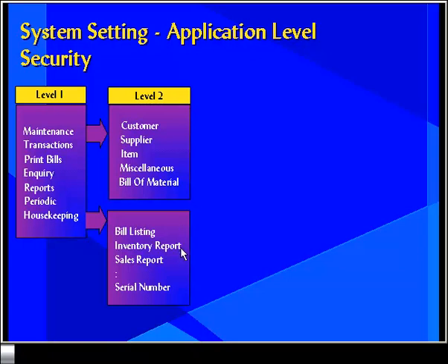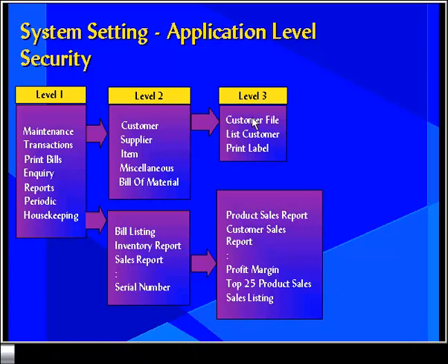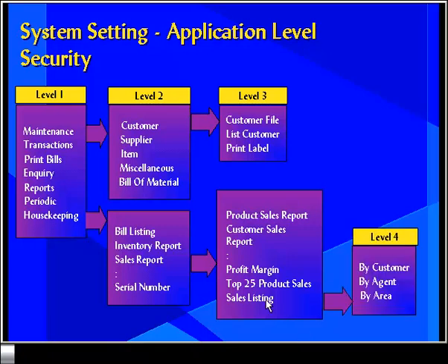serial number. And likewise, level 2 functions have a further level of functions under level 3. Customer under level 2 has the additional function of customer file, list customer, print label, and similarly with sales report. Most functions within the UBS stock control have at most 3 levels, except for sales listing, which has a 4th level to allow you to do your sales listing by customer, by agent, and by area.